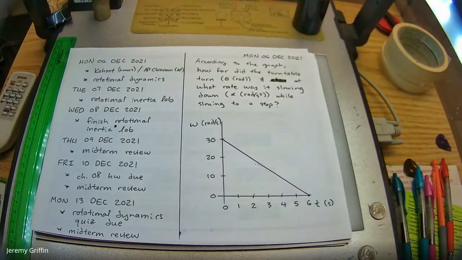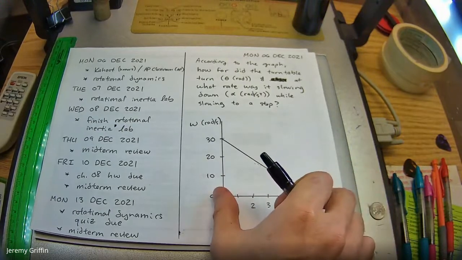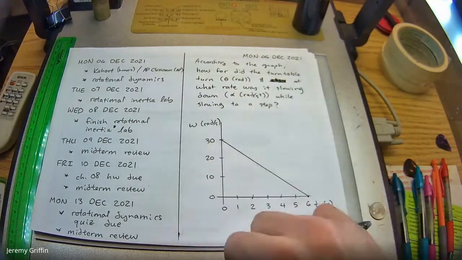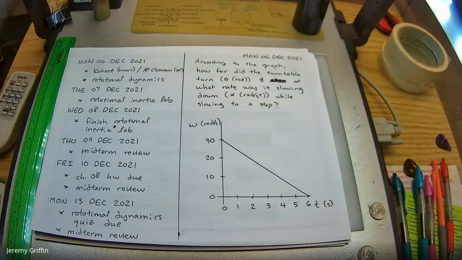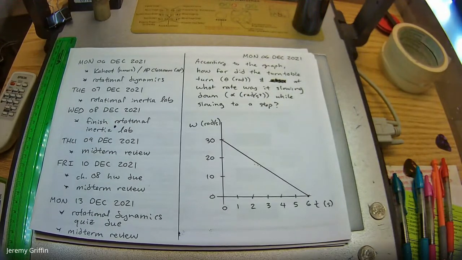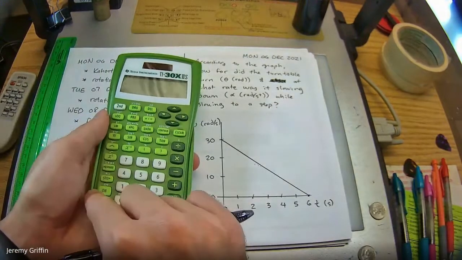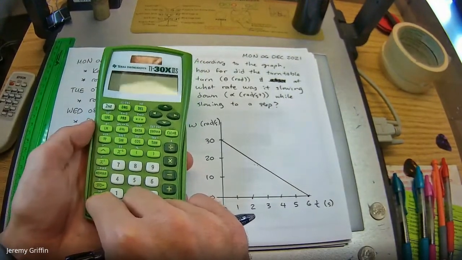So area of a triangle, isn't that base times height divided by 2? 6 seconds times 30 radians per second divided by 2. That sounds like 90 radians, right? You guys good with 90 radians? Okay. Hey, how many revolutions would that be?